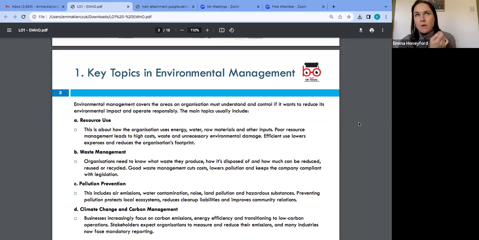When we're thinking about taking action to deal with our environmental footprint, the main areas an organisation will look at will be resource use. This could include energy usage, water, raw materials, and other inputs. Obviously, there's any kind of natural resource, any kind of materials that an organisation is using on a daily basis. Organisations should really understand how much materials they're using. And it makes sense not just for the environment, but in terms of cost as well.